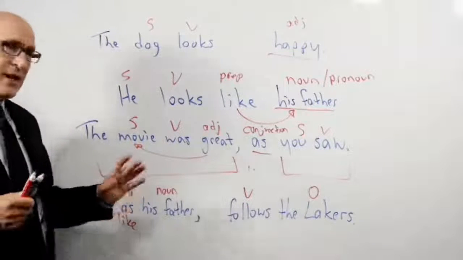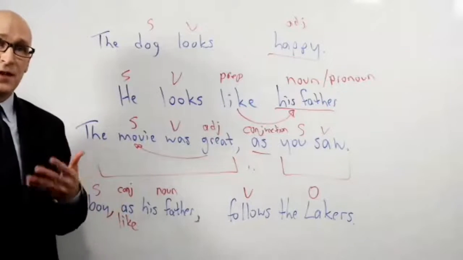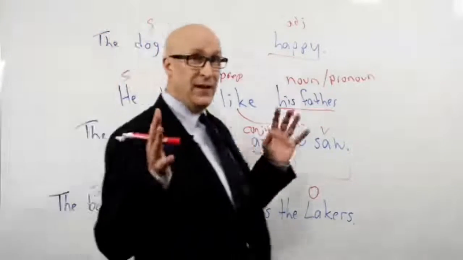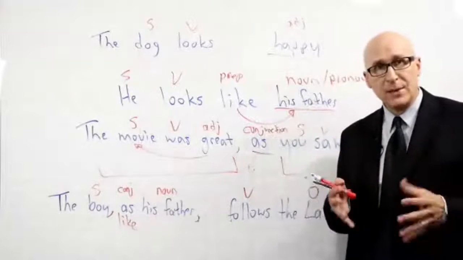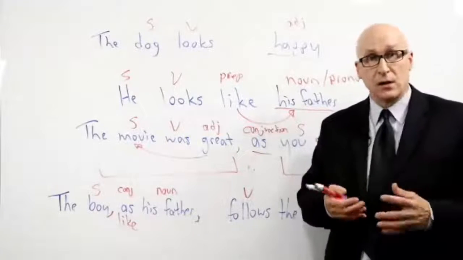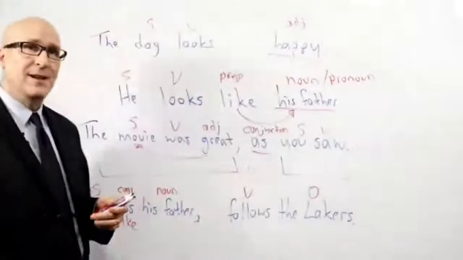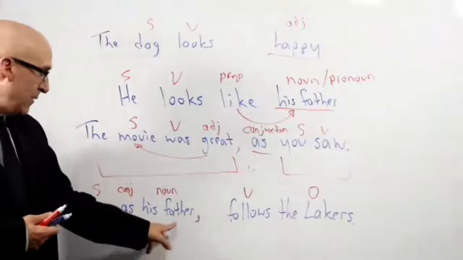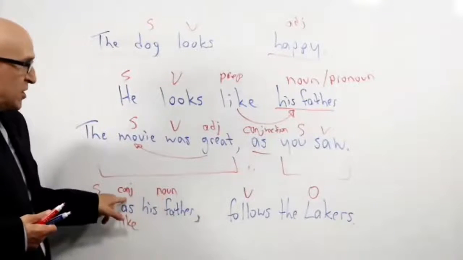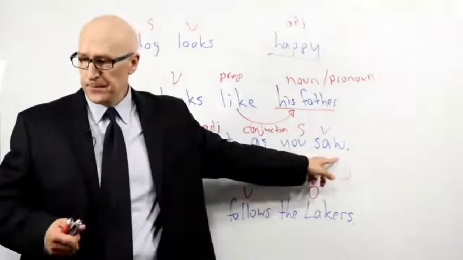So what we're seeing here is that the form is very different and the way we use these two words is very different, even if the meaning is similar because they both communicate similarity or comparison. But the way we use it and the form that takes are different. One of them is a preposition. We need a noun after that. One of them is a conjunction, which should be followed by a clause. Okay?